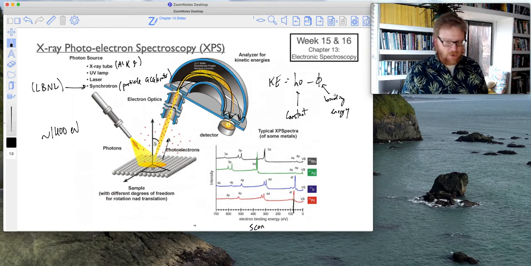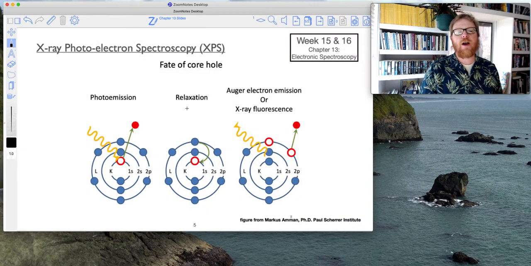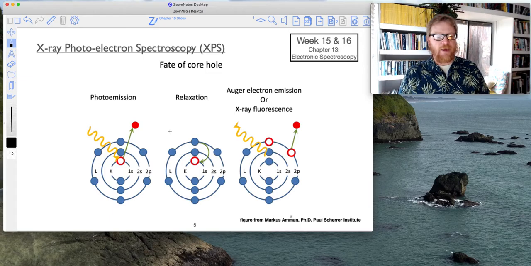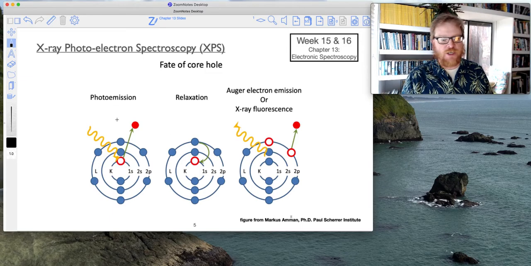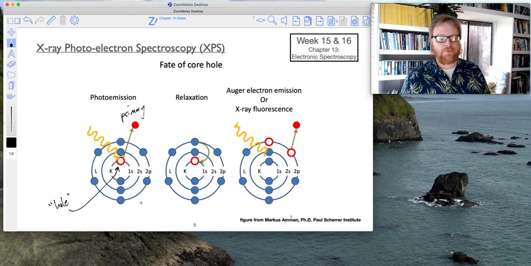because we're getting deeper down into the core of the atom, all right? So moving on, we can see this in this Bohr level diagram: photoemission. This creates the primary photoelectron, okay? And here what we also create is what's known as a hole, a missing electron from the core level.